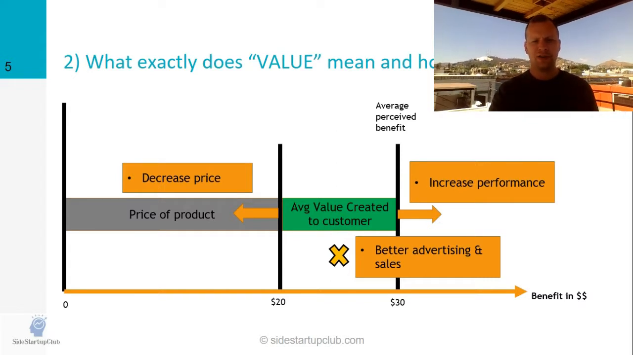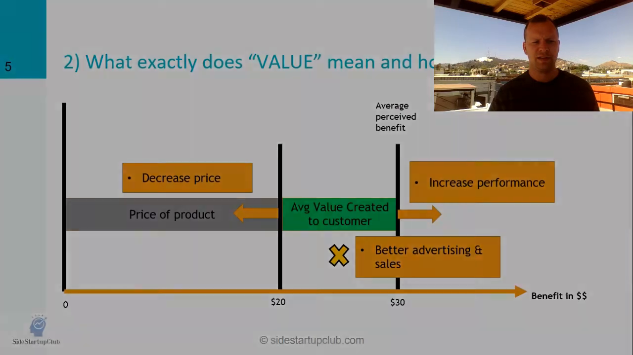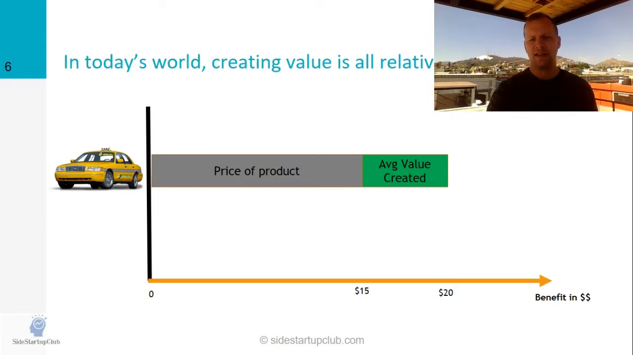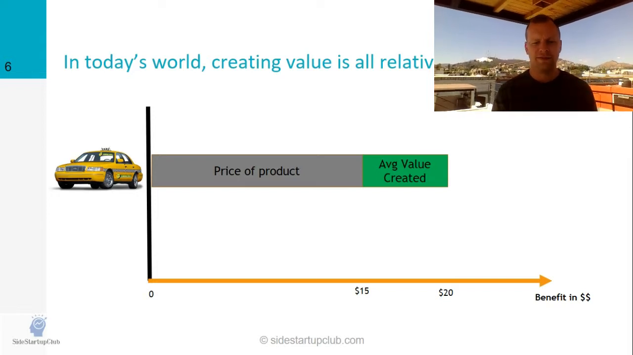So these are the three ways of creating value, and it's what you will want to focus on when you design your product and the features in the product. To give you a quick example, here's a taxi. Say they provide a $15 ride across town, and let's say it's winter and you're in Chicago. Your perceived benefit to this ride is $20. Then they have created $5 of value.